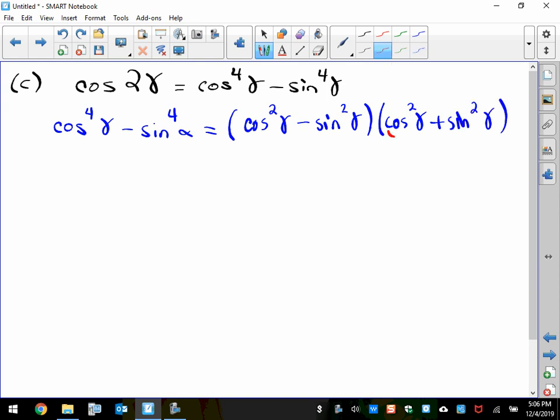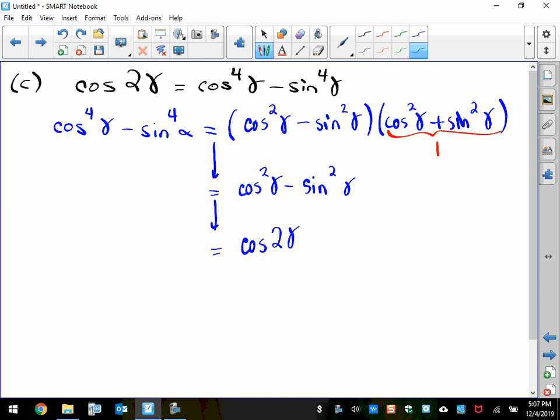And this, of course, is our Pythagorean identity. So that's 1. And then here we're left with cosine squared gamma minus sine squared gamma, and that is one of our double angle identities. So this is cosine 2 gamma, which is what we are trying to arrive at. There we go. Very good.